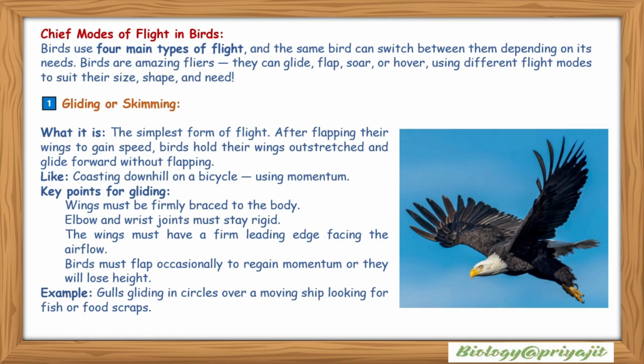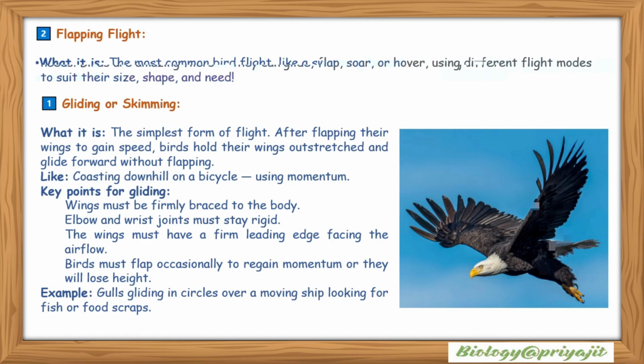The key points for gliding: wings must be firmly braced to the body. Elbow and wrist joints must stay rigid. The wings must have a firm leading edge facing the airflow. Birds must flap occasionally to regain momentum or they will lose height. Examples: gulls gliding in circles over a moving ship looking for fish or food scraps.